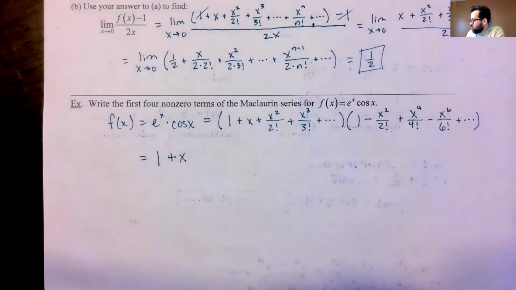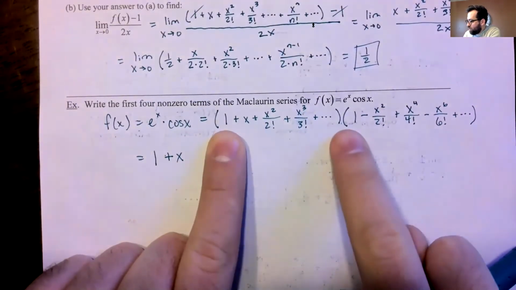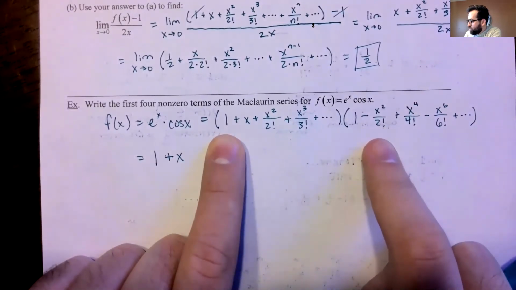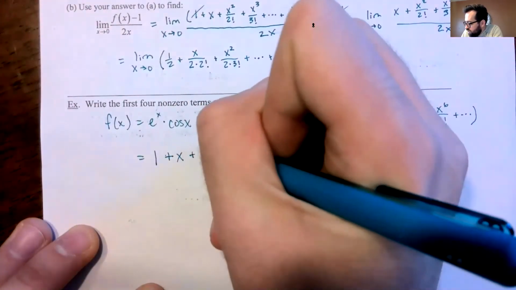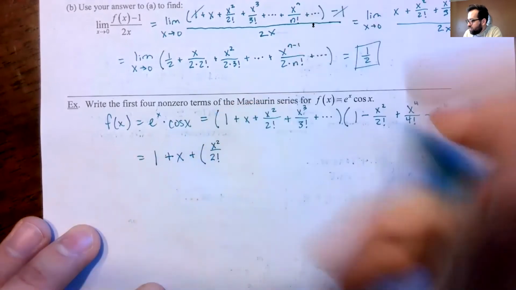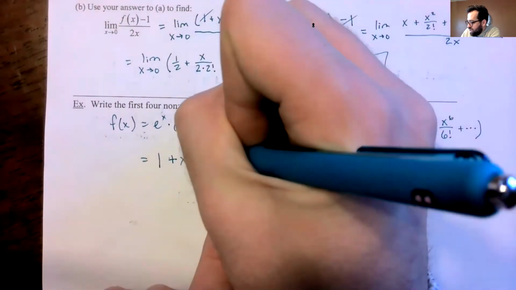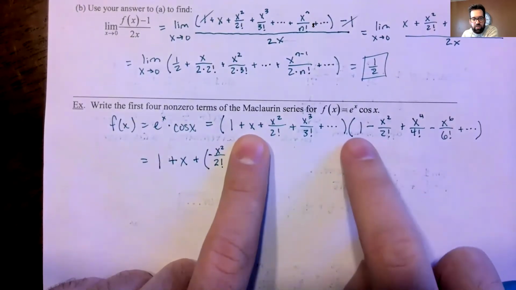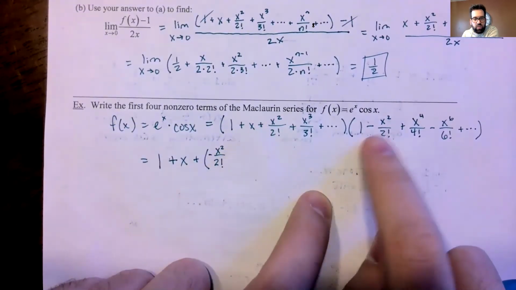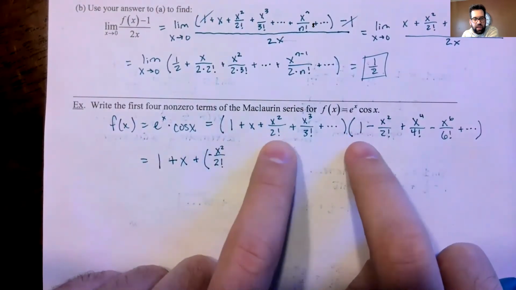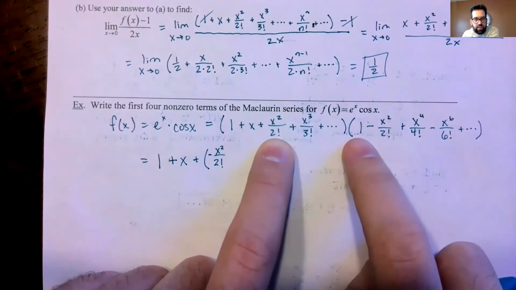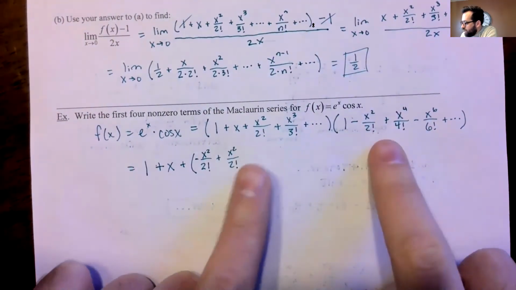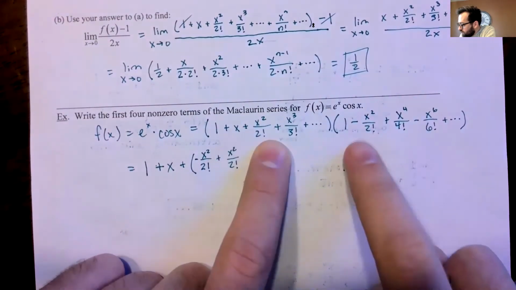So now let's look for any x squared terms. If I start with this one, I'm going to get 1 times x squared over 2 factorial. And that's negative, so that's going to be negative. And that'll give me an x squared term. If I start with this x and distribute, I'm not going to get any x squared terms. What if I start with this 1? Okay, I got an x squared over 2 factorial times a 1. That'll count.